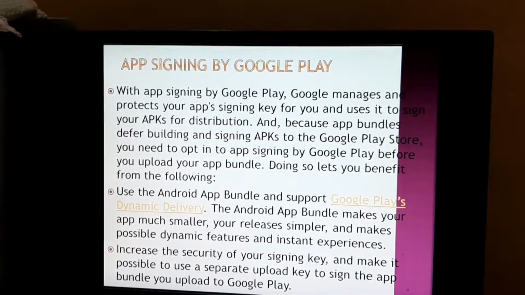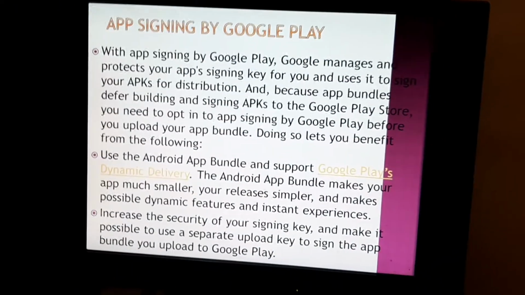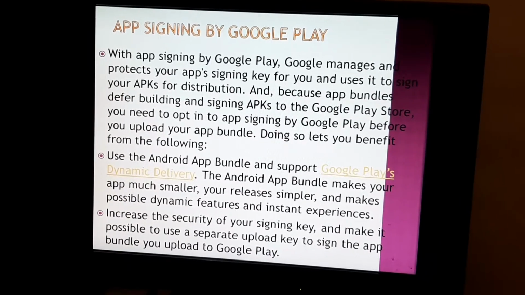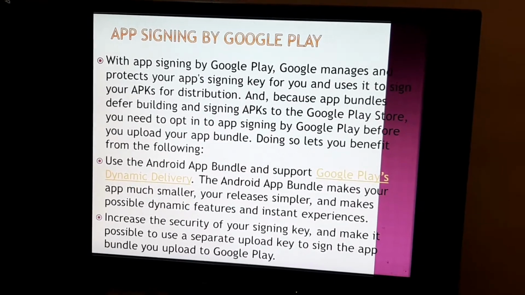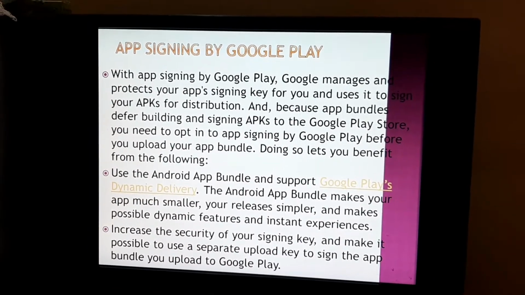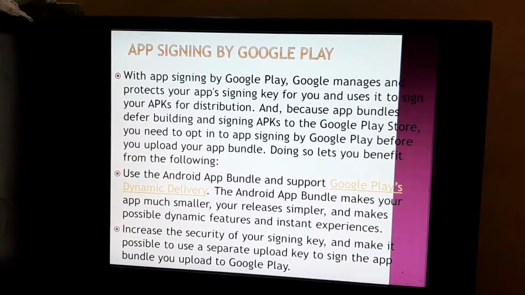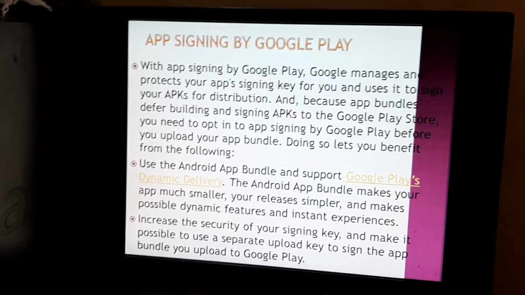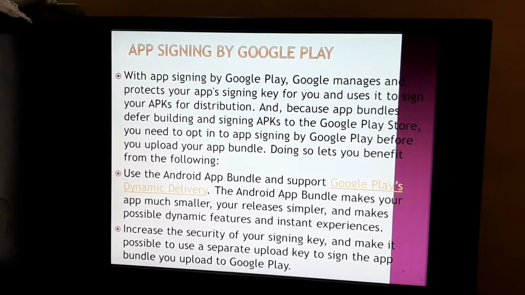First, use the Android app bundle and support Google Play Dynamic Delivery. The Android app bundle makes your app much smaller and your release simpler, and makes possible dynamic features and instant experiences. And second, increase the security of your signing key and make it possible to use a separate upload key to sign the app bundle you upload to Google.